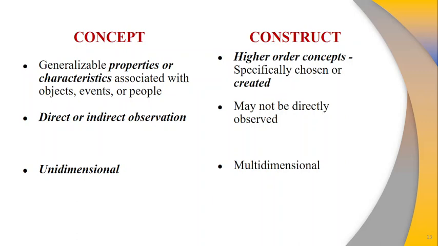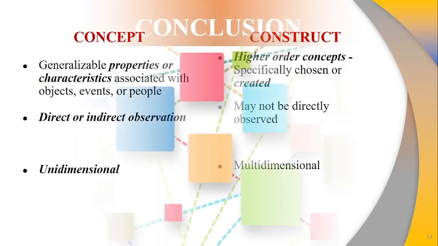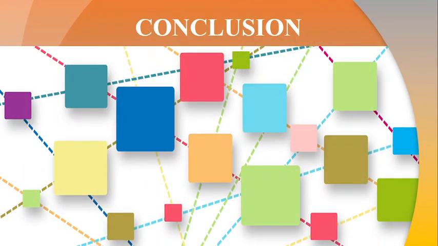So this is the major difference between a concept and a construct. A concept is a characteristic. A construct is the same concept at a higher order level. A concept you can directly or indirectly observe. Usually a construct is measured indirectly because directly you cannot observe it. Usually a lower order concept is unidimensional and most probably a construct is multidimensional. So this is what we should know: what is a concept, what is a construct, and what are the main differences?